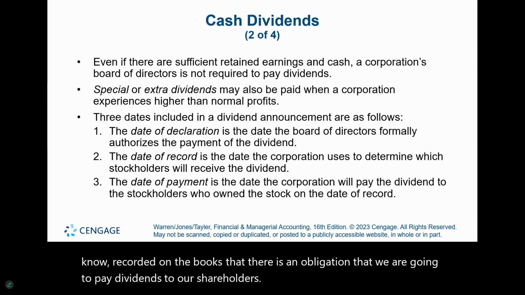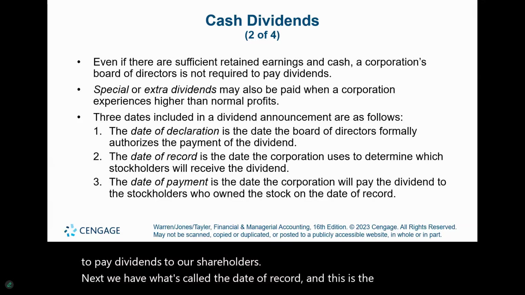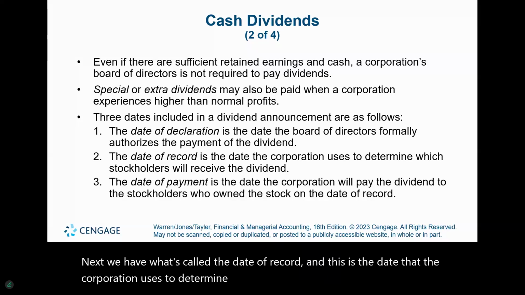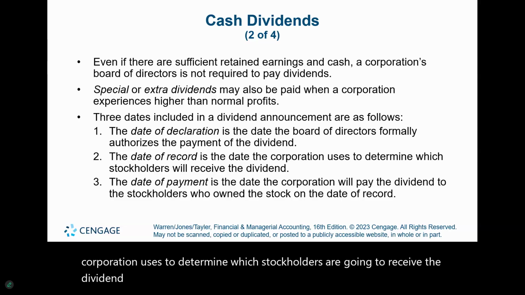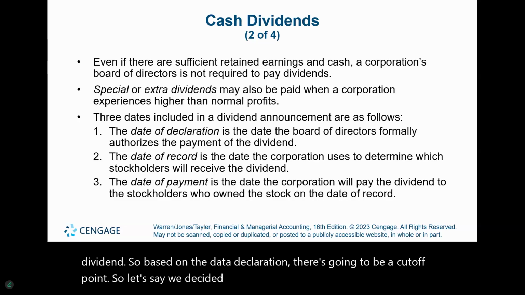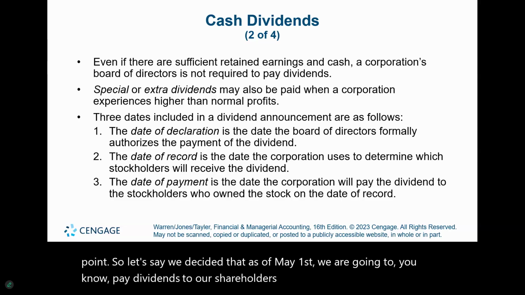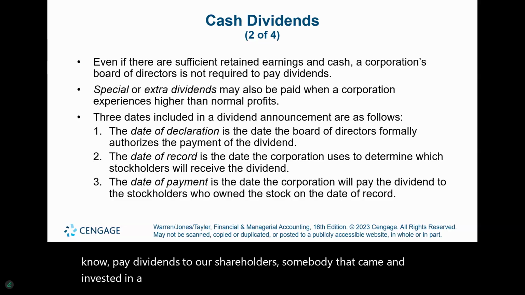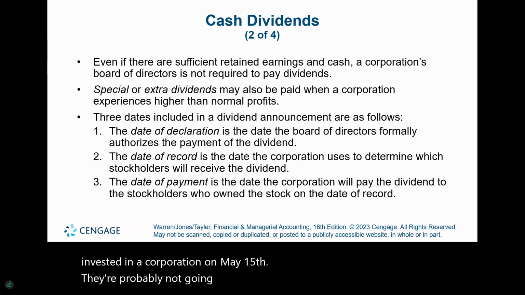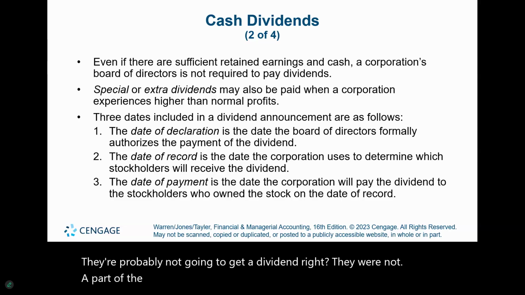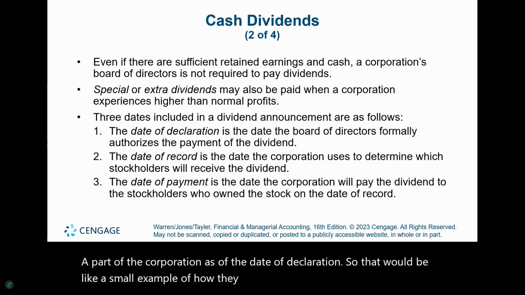Next, we have what's called the date of record. This is the date that the corporation uses to determine which stockholders are going to receive the dividend. So based on the date of declaration, there's going to be a cutoff point. Let's say we decided that as of May 1st, we are going to pay dividends to our shareholders. Somebody that came and invested in the corporation on May 15th is probably not going to get a dividend, right? They were not a part of the corporation as of that date. So that would be a small example of how they determine who gets the dividend and who doesn't.